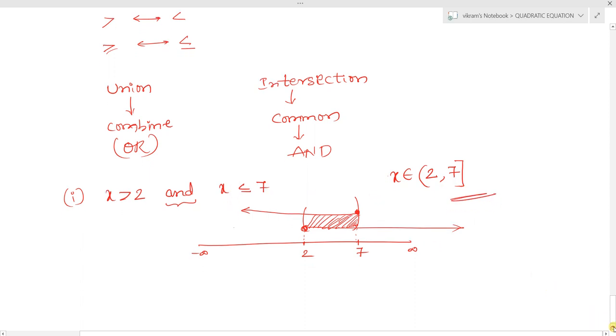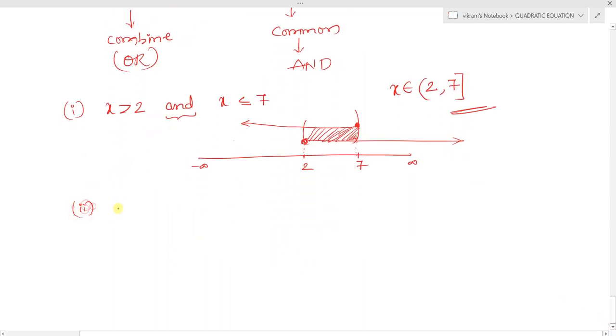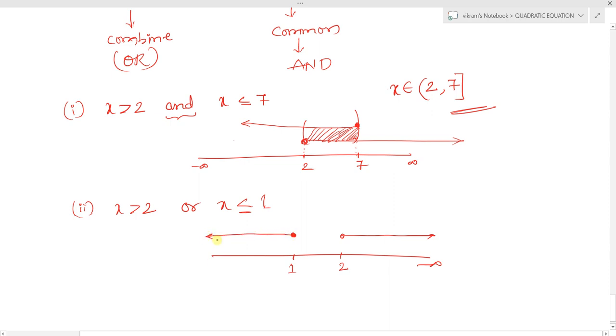For example, consider another one: x greater than 2 or x less than or equal to 1. How to represent this? Mark 1 and 2. Greater than means an open circle at 2 to infinity, and less than or equal to means from minus infinity to 1, where equals to means we use the dot. In between is not included, but the solution includes x greater than 2 as well as x less than or equal to 1. So x belongs to minus infinity to 1.